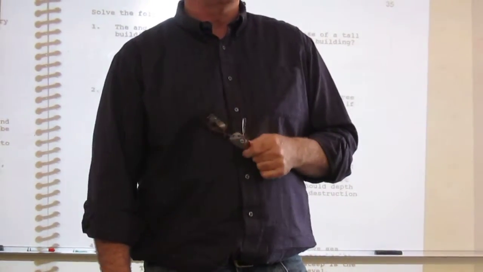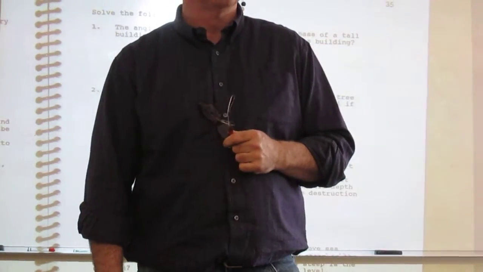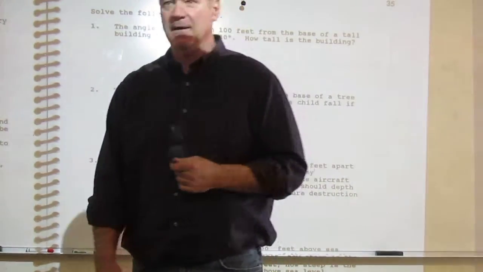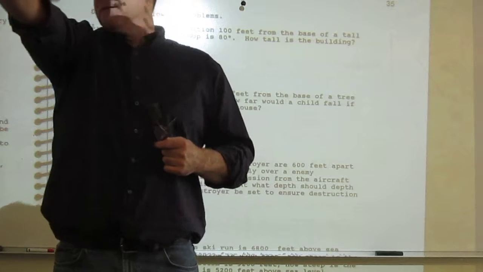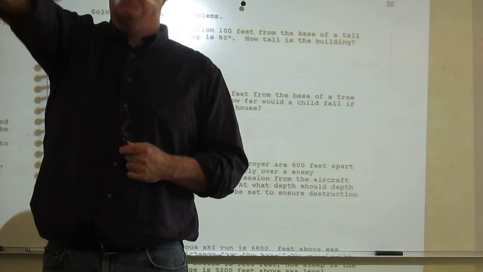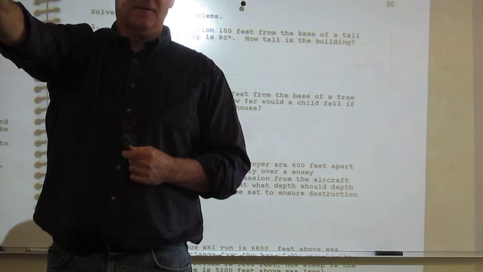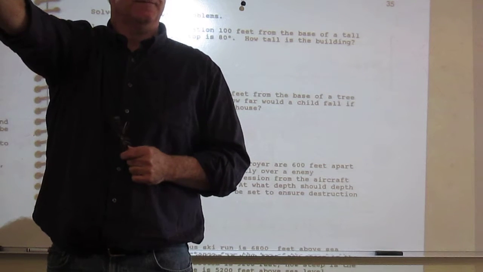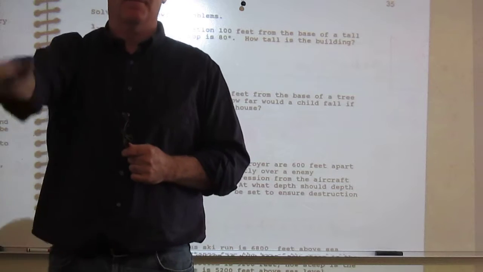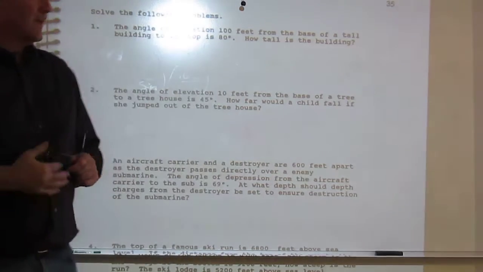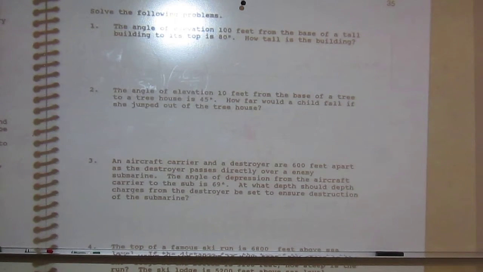What is an angle of elevation? What is an angle of depression? Think of it this way. Angle of elevation: you're looking straight, and you're turning an angle up. Angle of depression, the opposite. You're looking here and I'm turning down. And you're going to see this terminology used in almost every textbook.